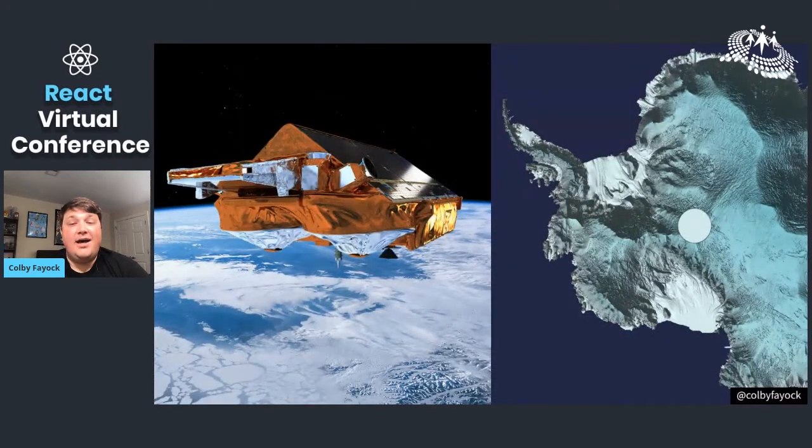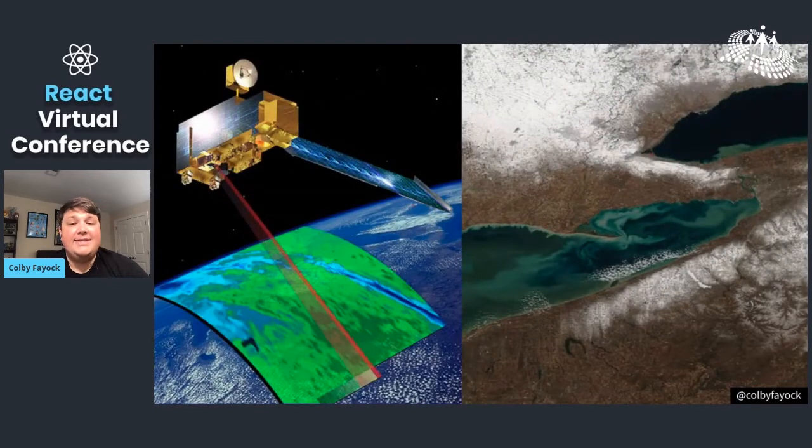It uses its onboard instruments to measure changes in ice thickness. It can measure changes as accurate as 0.7 centimeters per year. The example on the right is showing Antarctica mapped out in 3D using the data it collected. Another example is NASA's MODIS Terra.